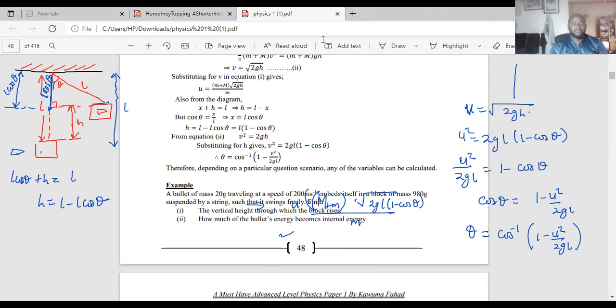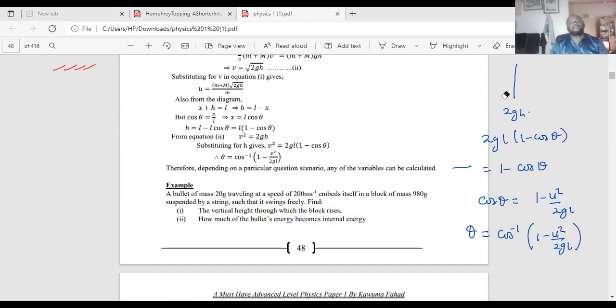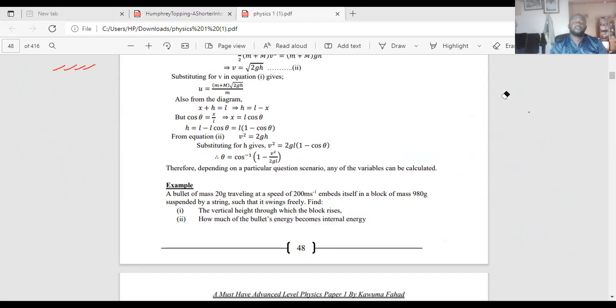So here is an example. Marcia, can you read this question? And take a screenshot. I want to go and use the white page. Marcia, read the question.